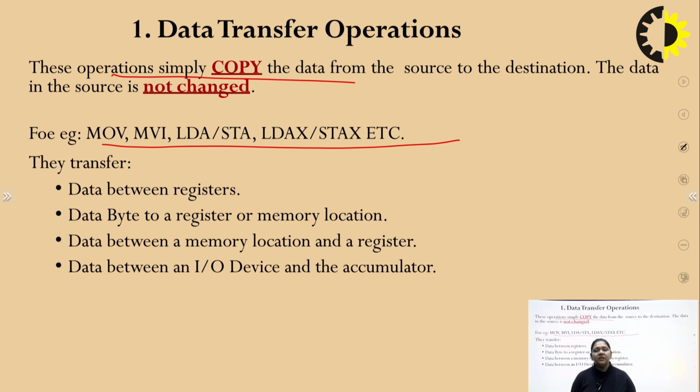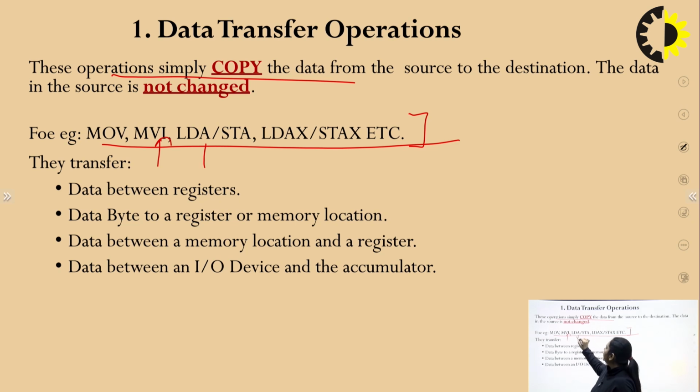These are a few examples of data transfer instructions. MOV, move, when I have to move data from one place to another, from source to destination, and that is between 2 registers only. We will be covering all these instructions in detail in the next few slides. MVI means move immediate, when the data which is to be transferred is given directly. For example, I know I have to transfer 15 into some register, so 15 is given in the instruction itself. That is why it is called an immediate instruction.